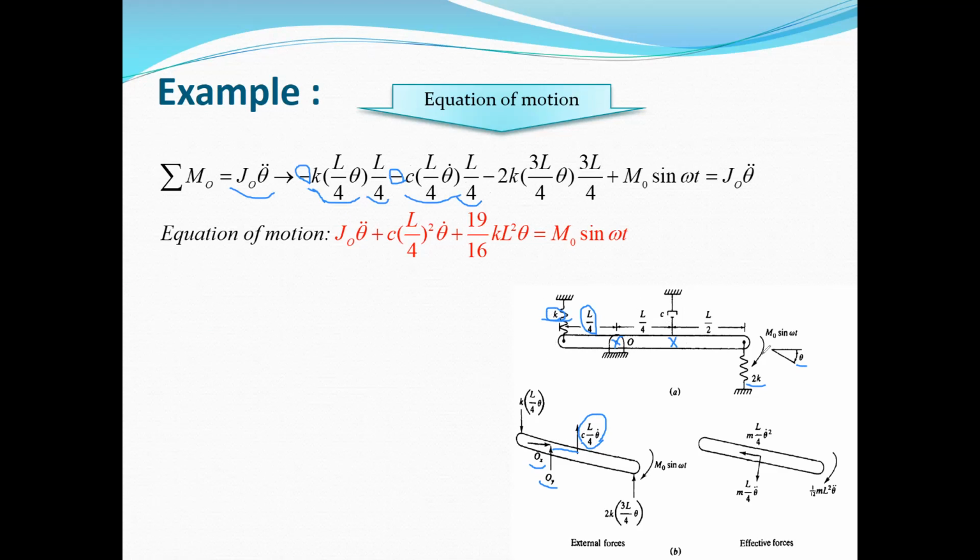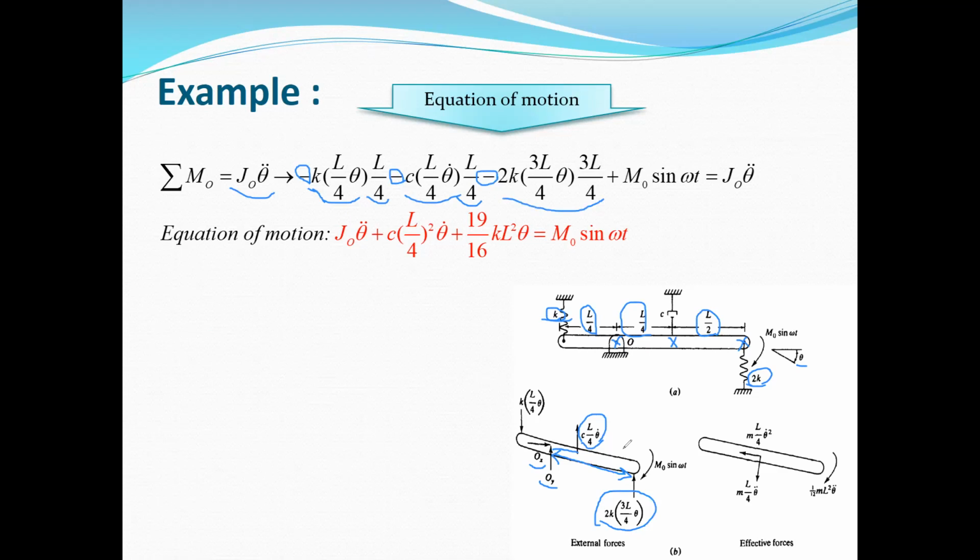And the last one is the moment due to this spring with a stiffness 2K. The force in this spring is 2K times the displacement of this point, and the displacement of this point is L over 4 plus L over 2 times theta, or 3L over 4 theta. The moment due to this force about point O is this force multiplied by its arm, which is again L over 4 plus L over 2, or 3L divided by 4. This is the third moment, and again, we have one negative sign due to the direction of the moment.